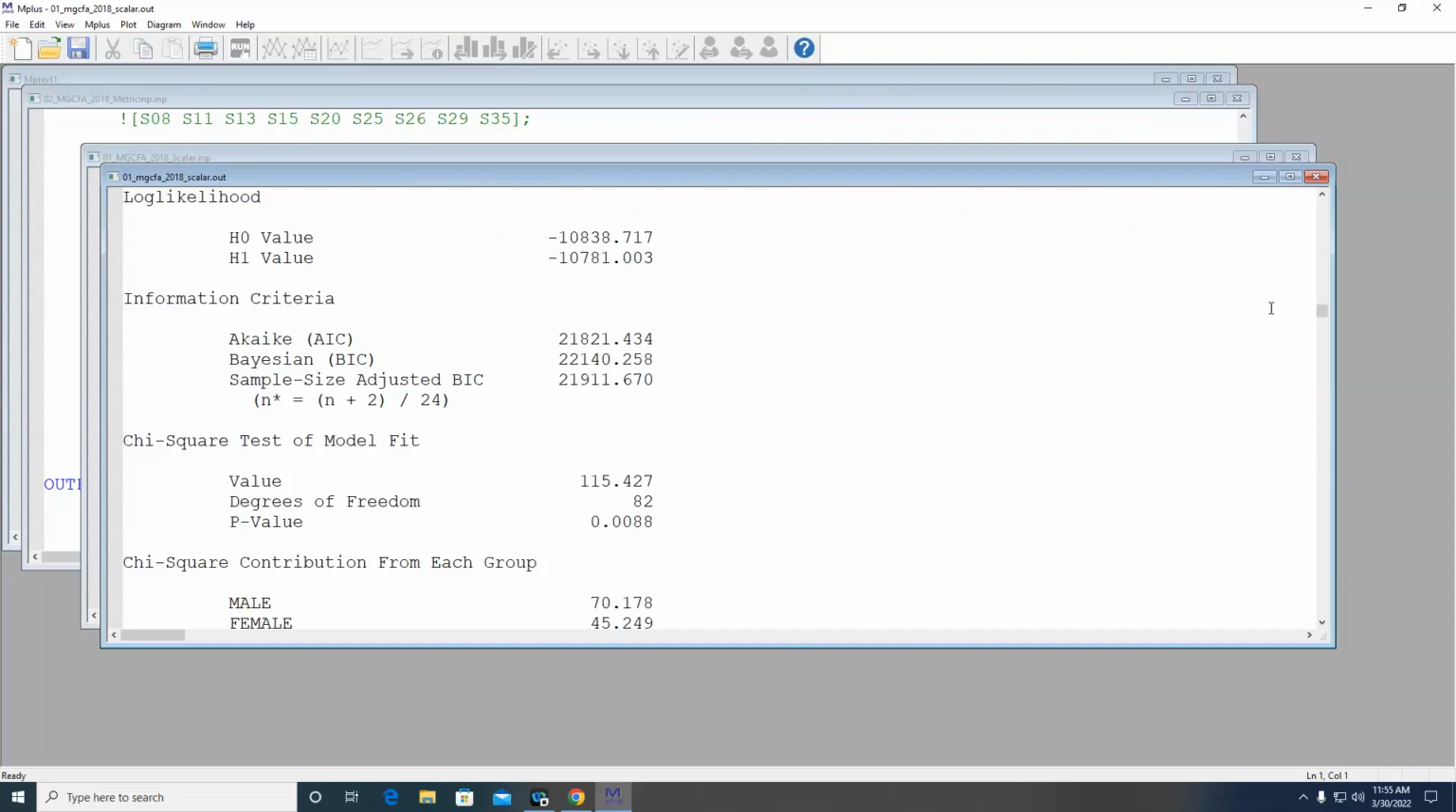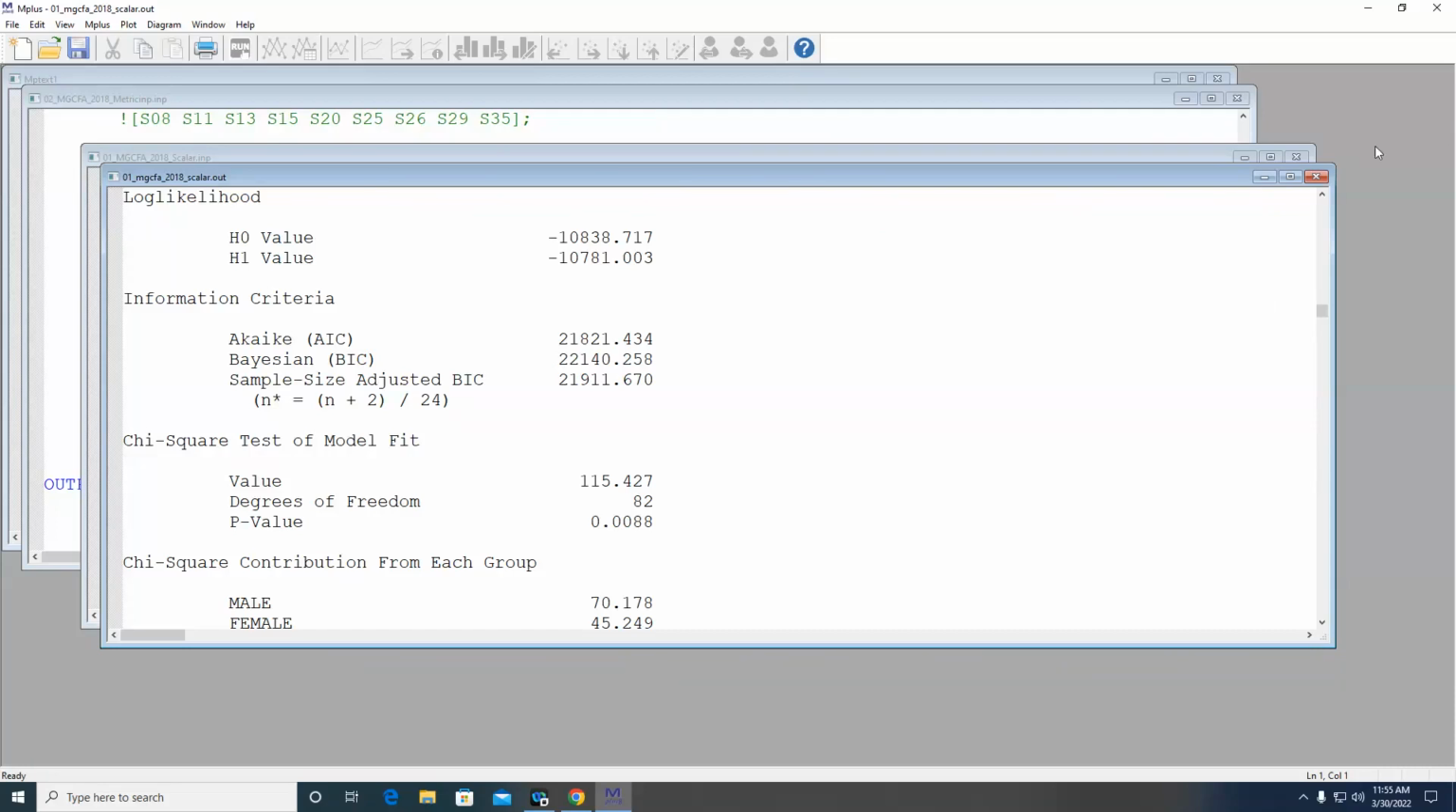Remember, the intercept is controlling for the factor, right? So I don't know, is that big? Yeah, I was going to say, it's probably big enough to wreak havoc with my measurement invariance. It's not huge, but it's probably big enough.